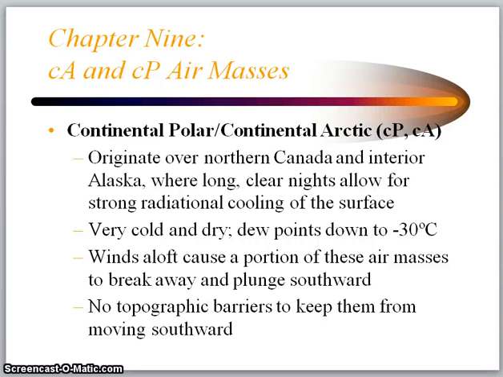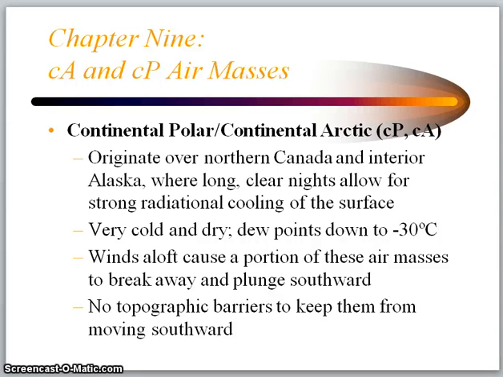Let's talk about the cold, dry air masses first. Continental polar and continental Arctic, CP and CA air masses for short. They originate over northern Canada and interior Alaska. The continental Arctic is somewhat colder than the continental polar, if you can imagine that. That comes in essentially from the Arctic Ocean, the North Pole. Long, clear nights allow for strong radiational cooling on the surface because of the fact that there's a lot of ice and snow on the ground.